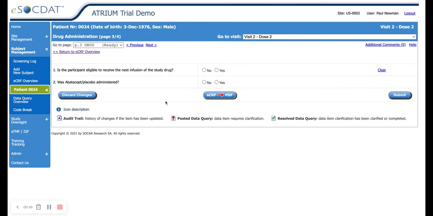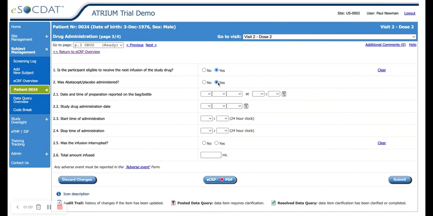After you confirm with your site PI that the participant is eligible to receive the next infusion, you will select yes or no. You will then enter the following information: was abatacept or placebo administered, yes or no, the date and time of preparation reported, the study drug administration date, the start time of administration, the stop time, if the infusion was interrupted, and the total amount infused.